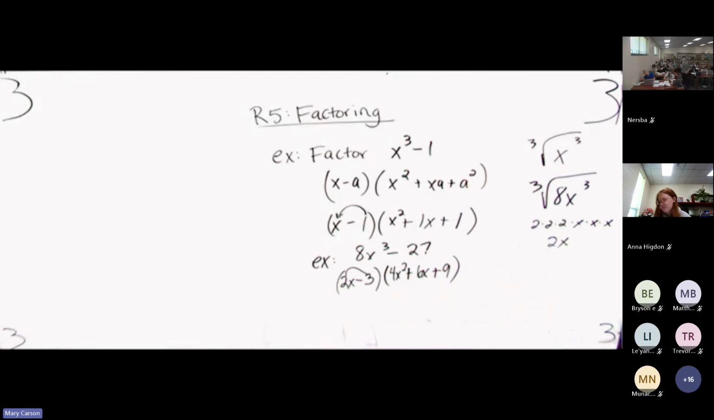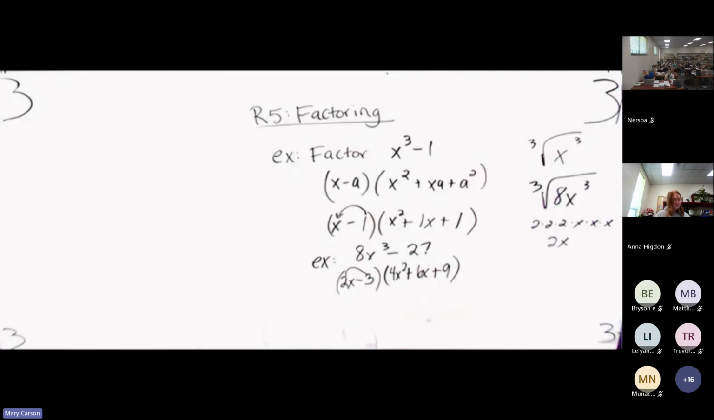Okay, does everybody see kind of why this is a little bit tricky? Difference of cubes can be a little bit tricky. Sum of cubes can also be a little bit tricky. The only difference is the signs. Difference of cubes always is going to have a minus and then a plus, where sum of cubes is going to have a plus and then a minus plus. All right.